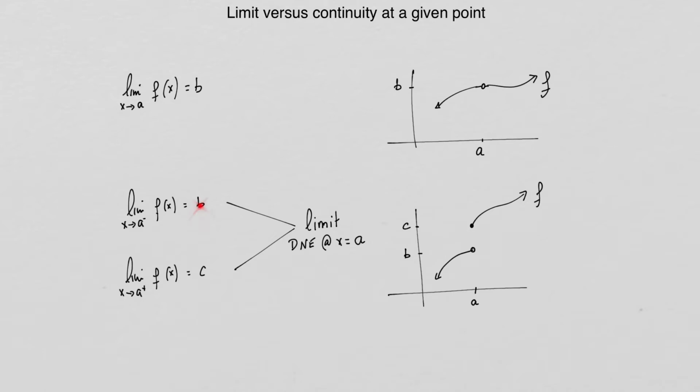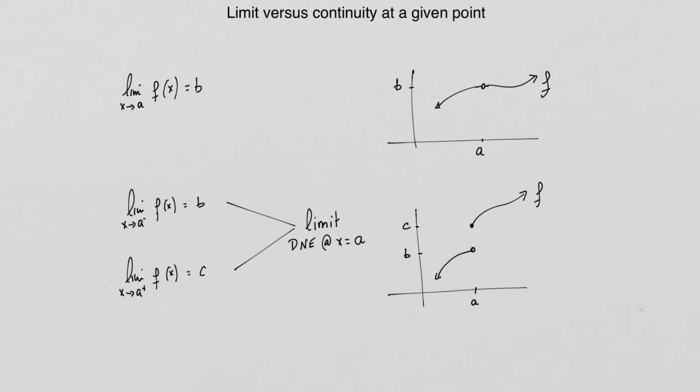In this case, b is not c, so the limit does not exist at x equals a. Okay? So for the limit to exist, the limit has to be a real number and it has to be unique. I got two different values, so we say the limit doesn't exist.